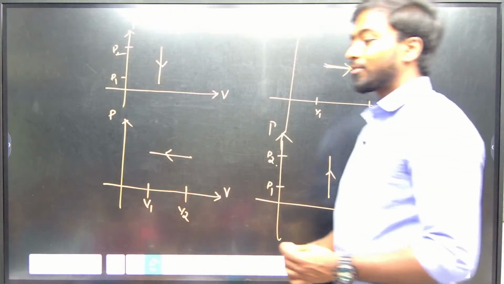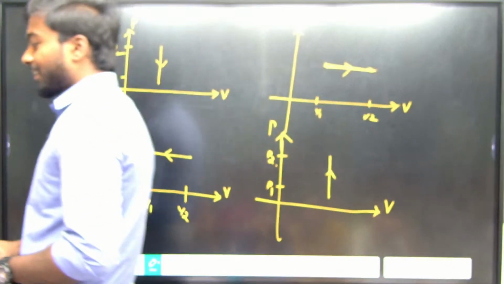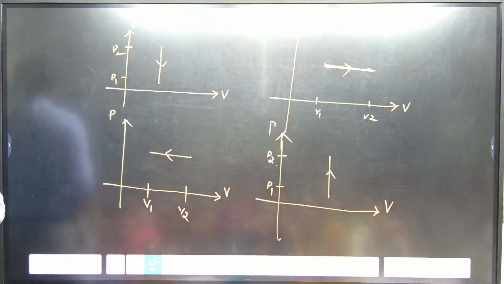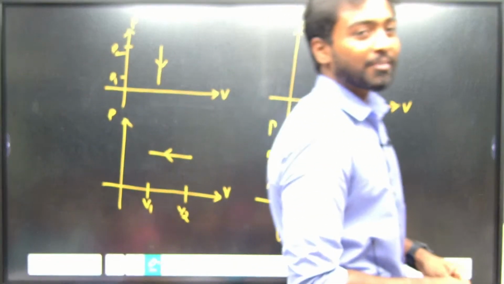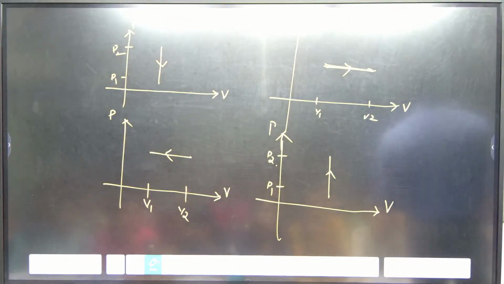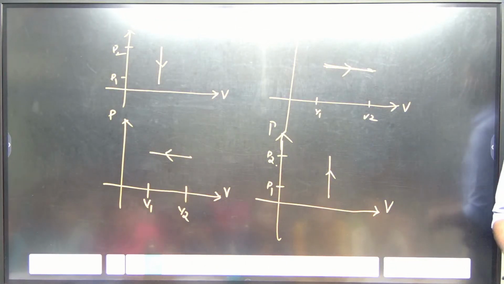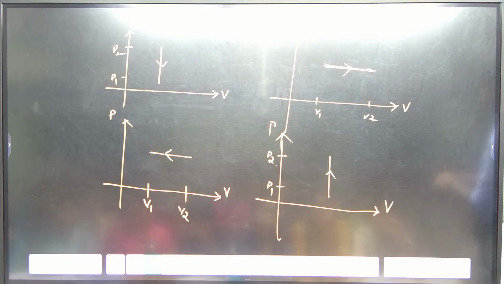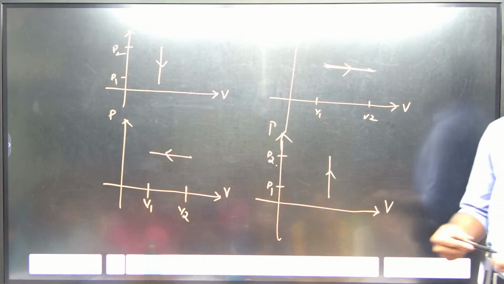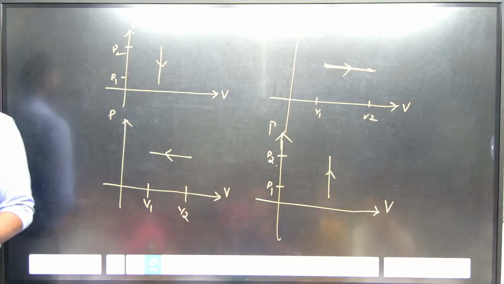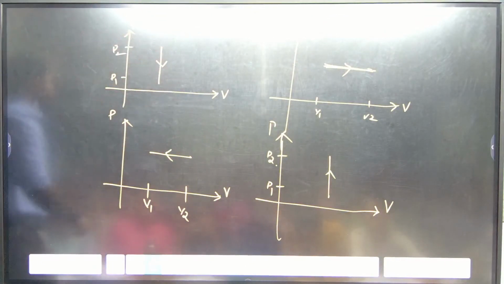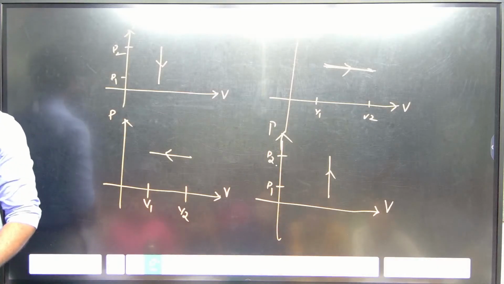So first one, what will be the work done? Negative work done. Correct? Is volume changing or is it constant? Then volume is constant means what will be the work done? Then who told negative? It is 0, sir. What about the second one? Positive.